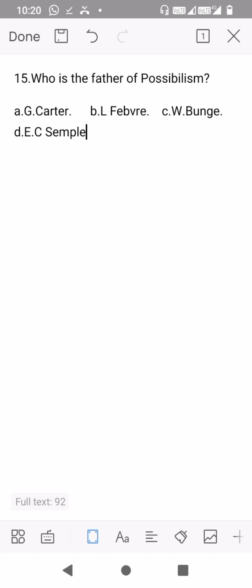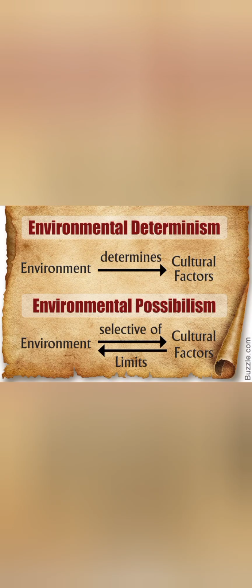Next question is, who is the father of possibilism? The options are A. G. Carter, B. Pepper, C. Bunge, and D. E.C. Semple. The right answer is that the father of possibilism is Lucien Pepper. So possibilism is a theory which is totally against environmental determinism.